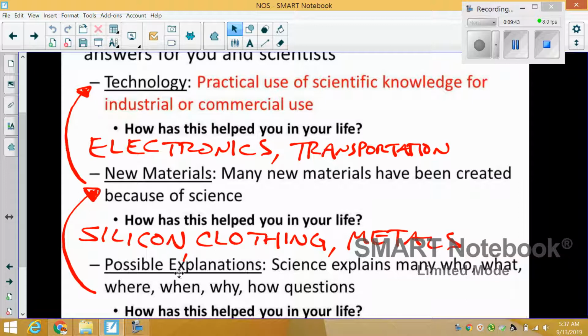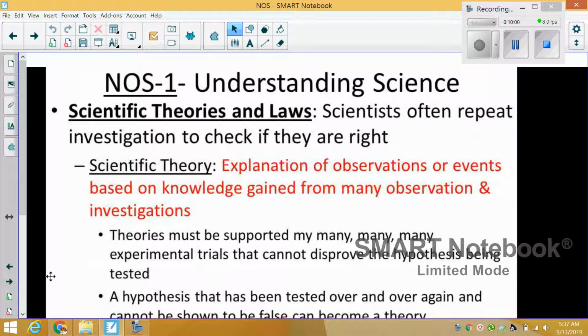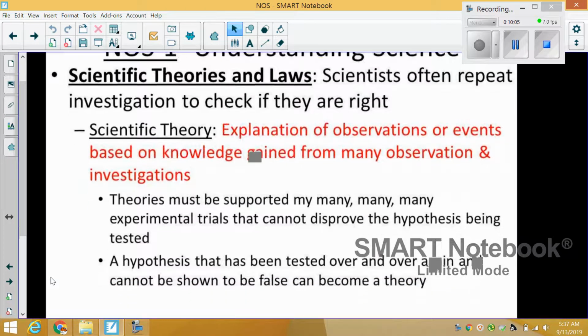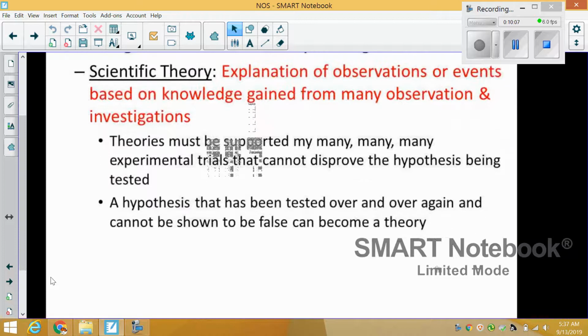So science usually starts out with an explanation of something, and that can lead to materials that change the way we do things, which then leads to technology. Technology is how science impacts our life directly. Now, scientists' discoveries often lead to different things.